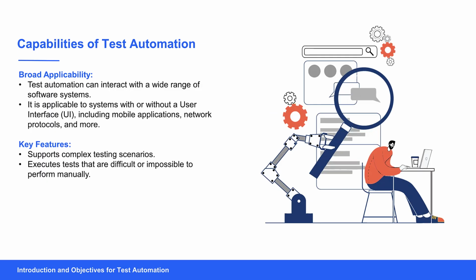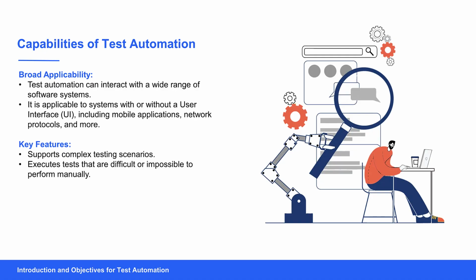Let's talk about the capabilities of test automation. What can it really do? Well, quite a lot actually. One of the biggest strengths of test automation is its versatility. It's not just limited to one type of software or one kind of testing scenario. Whether you're dealing with applications that have a user interface, UI, or those that don't, automation tools can be tailored to handle both. This includes everything from testing mobile applications to ensuring that network protocols are functioning correctly. Essentially, if there's a system that needs testing, there's a good chance test automation can help.